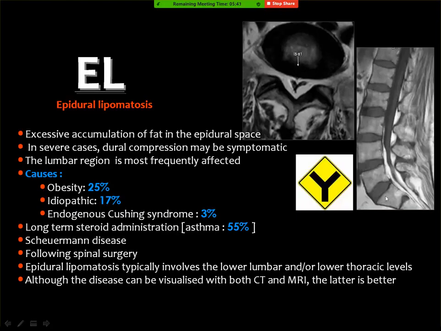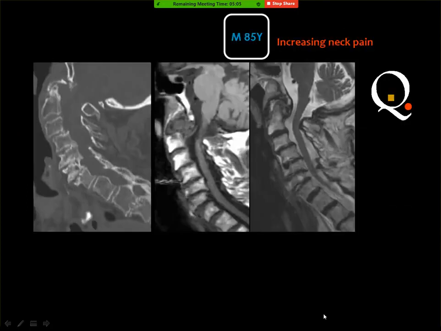Epidural lipomatosis is a disease where there is excessive accumulation of fat in the epidural space. The causes are usually obesity, and it may be idiopathic, or due to Cushing syndrome or long-term steroid administration, Scheuermann disease, or spinal surgery. Epidural lipomatosis usually occurs in the lower lumbar region. And if you see this Y configuration, you can easily diagnose the lesion.